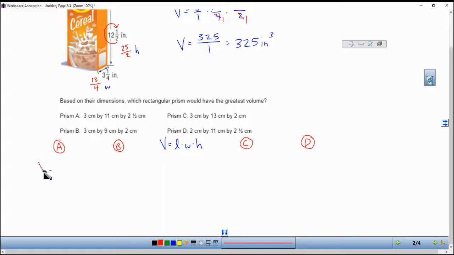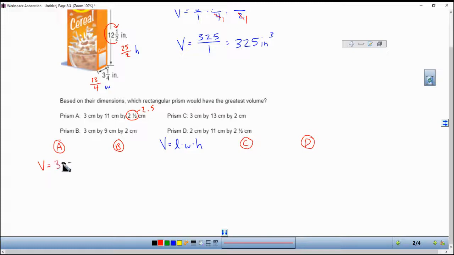So let's find the volume of each one. This first one, Prism A, I'm going to do the fraction ones in 2 different ways. There's a couple different ways you can do this. This mixed number can easily be changed into a decimal. 2.5 is just 2.5. So we can do that.